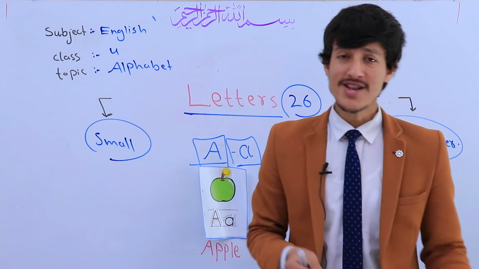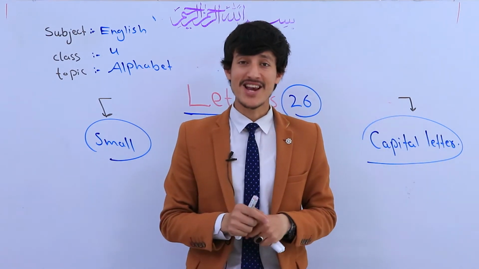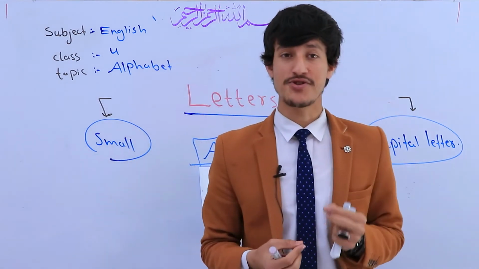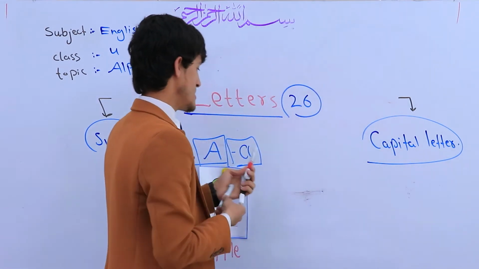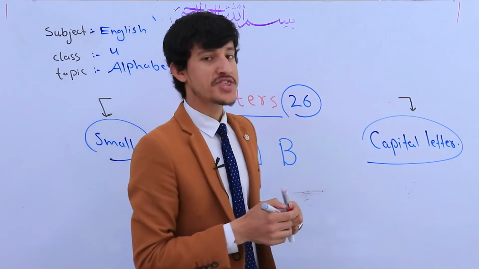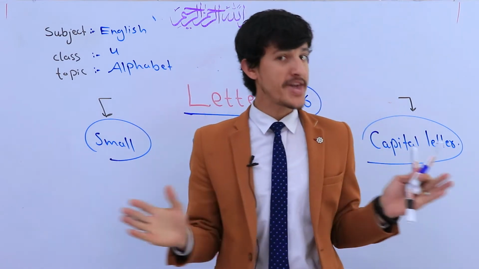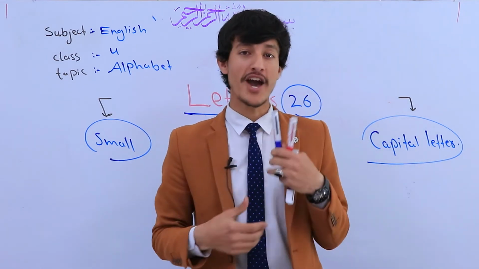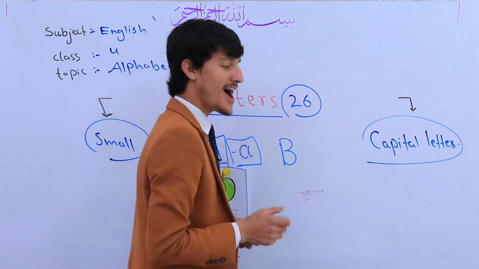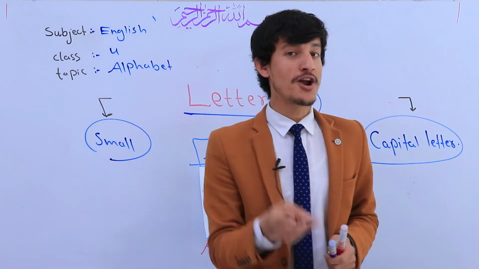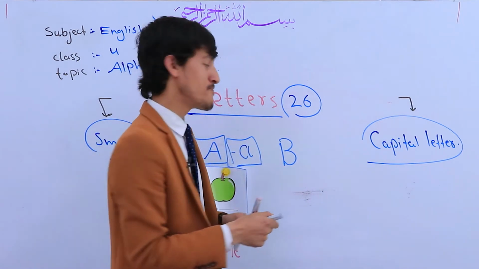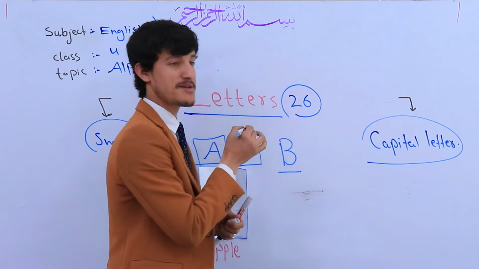Now, what is the next English letter after A? The next English letter is B. Now, how do we write B? We write B like this, right? Now, as I told you before, we have two types, small and capital. So this is capital B.